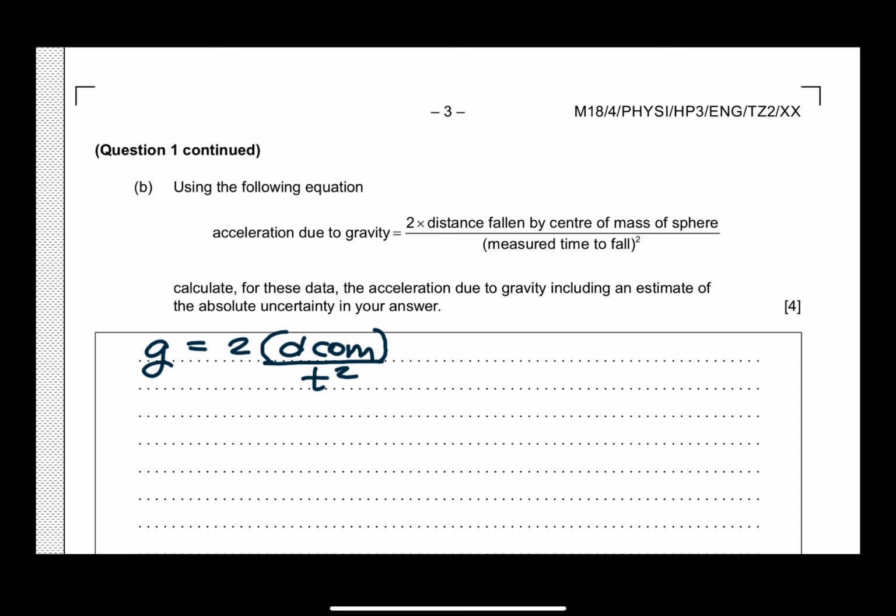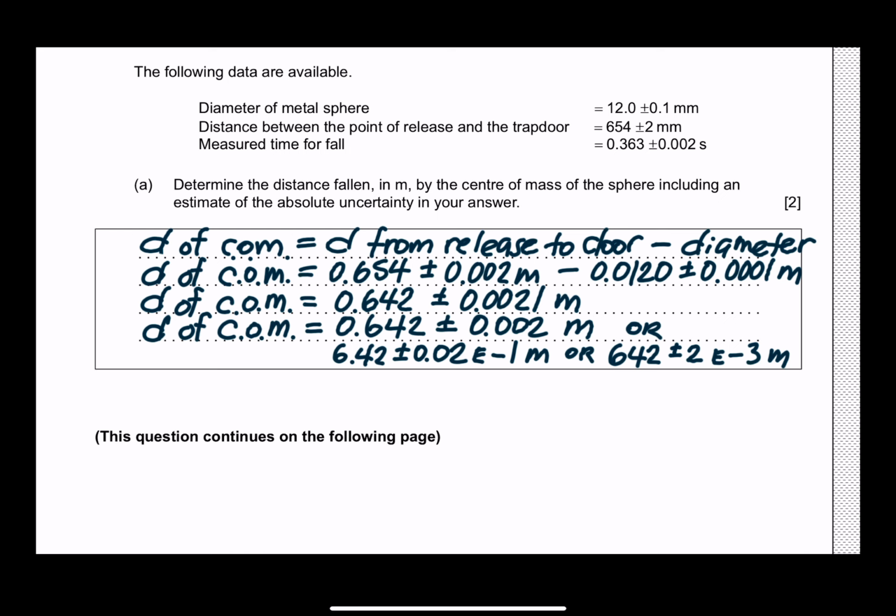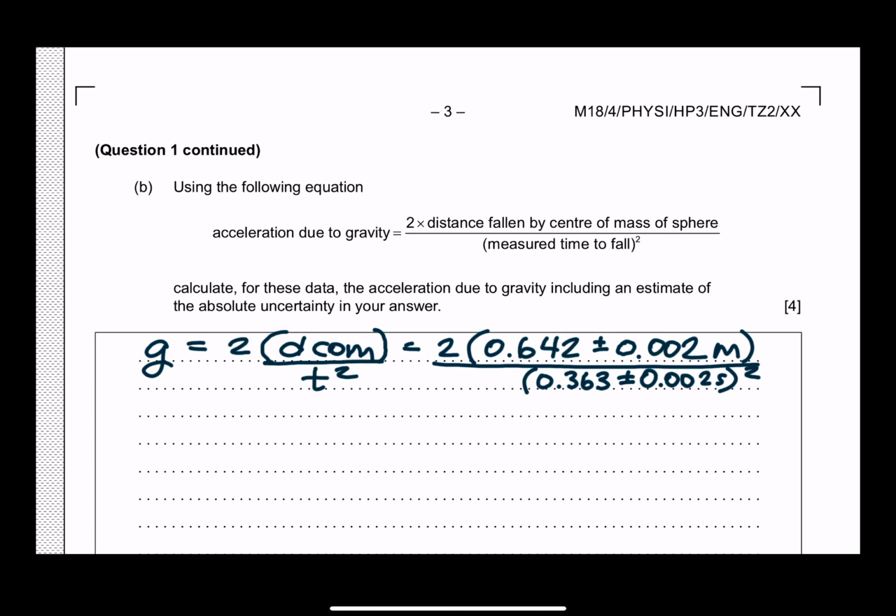Yeah, I'll fix it later. I'm going to be consistent with my variables right now. In writing the equation and filling it out, I reached back to collect the data, so the measured time for fall, 0.363 plus or minus 0.002 seconds, and that number is squared.